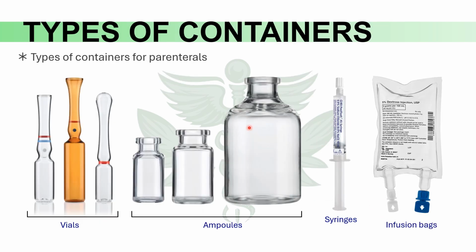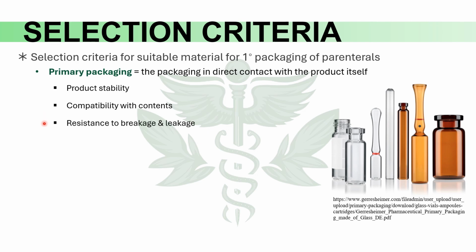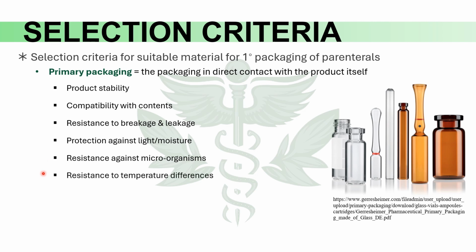In general, we know that we can package parenteral products into vials, ampoules, syringes, and infusion bags. But based on what criteria do we decide it's most suitable to use one type of container over the other? Well, based on a lot of things, such as product stability, compatibility with contents, and what I mean by this is that the container should not interact in any way with the parenteral product or excipients. Resistance to breakage and leakage, protection against light and moisture, resistance against microorganisms, and resistance to temperature differences.